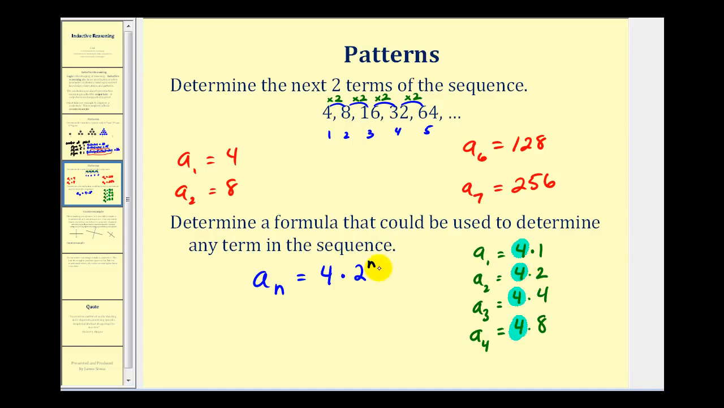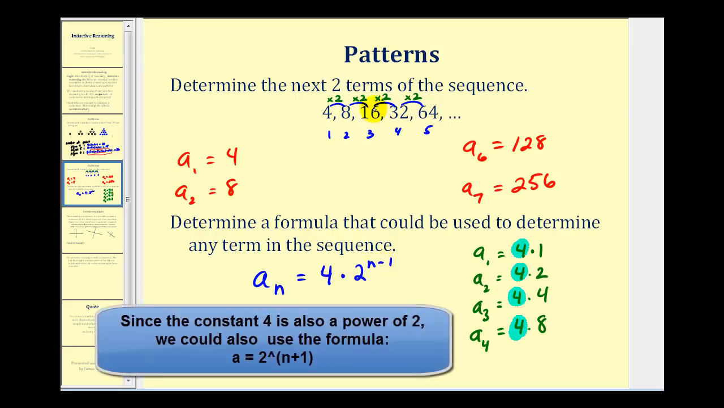So if we take our exponent of n and subtract 1, the first term, a sub 1, would give us 2 to the 1 minus 1, or 2 to the 0, and 2 to the 0 is 1. That would give us 4. For a sub 2, now that n is 2, we'd have 4 times 2 to the first power, which would give us 8. When n is 3, we'd have 4 times 2 to the 3 minus 1, or 2 to the second. That'd be 4 times 4 is 16, and so on. So here's one possible formula that we could use to generate any term in the sequence.